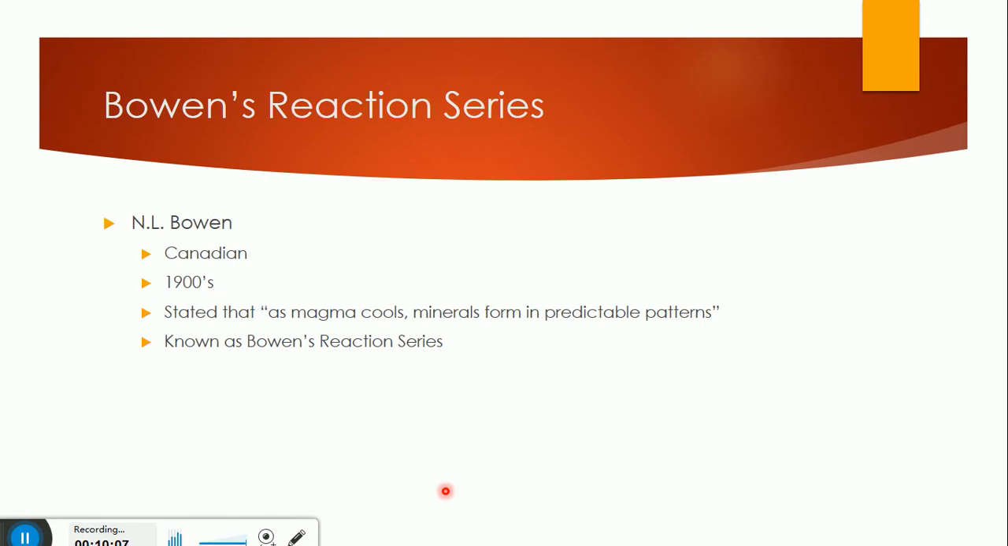Coming to the Bowen reaction series: Bowen, a Canadian geochemist, in 1900 stated that as a magma cools, minerals form in predictable patterns, known as the Bowen reaction series. It is a very good diagram for understanding the behavior of magma. But there are many drawbacks of the Bowen reaction series. First, it does not consider silica-deficient rock, such as feldspathoid rocks.